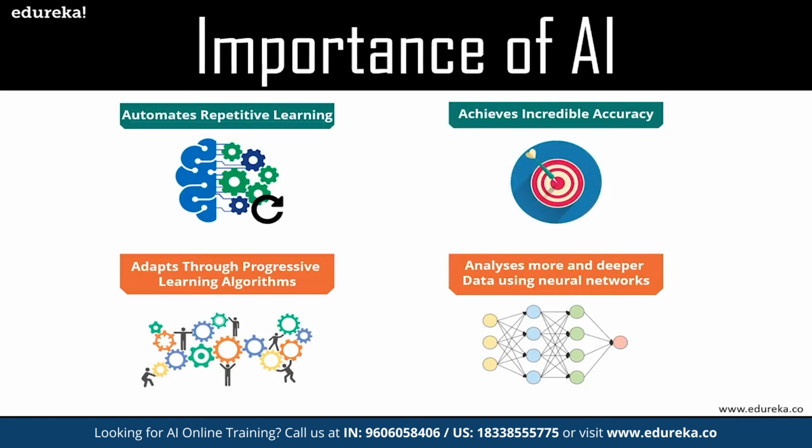These techniques from deep learning, image classification, and object recognition can now be used to find cancer on MRIs with the same accuracy as highly trained radiologists. Now, guys, these were a lot of important aspects of artificial intelligence.